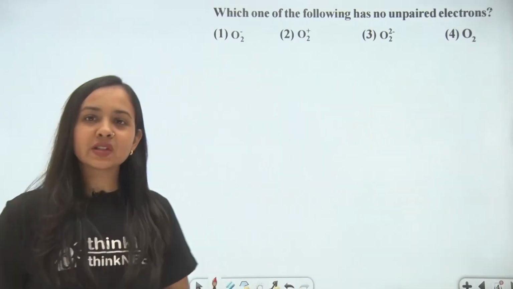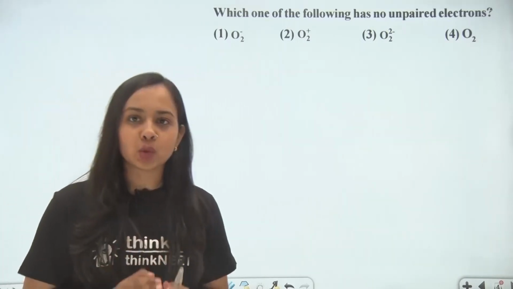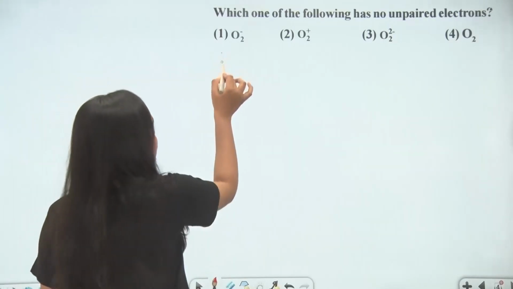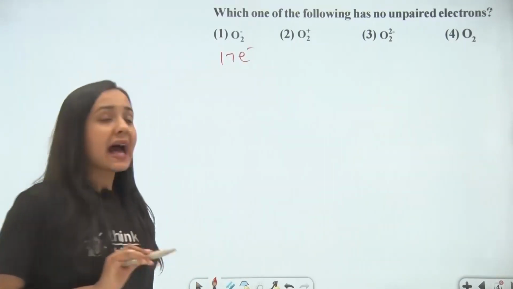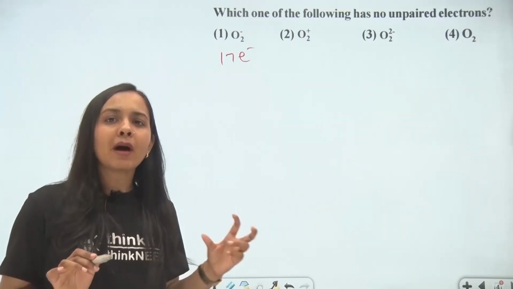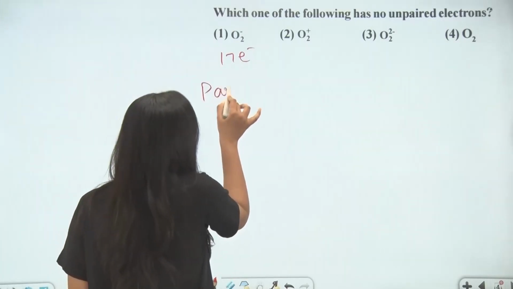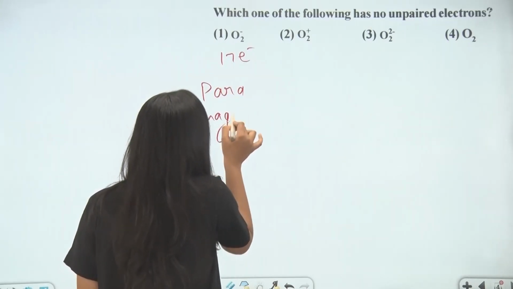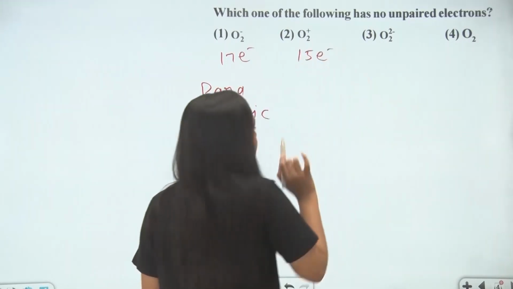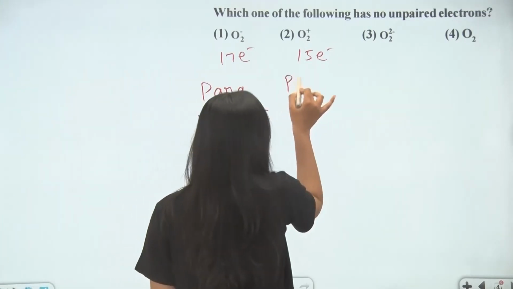Hello dear students, so our next question is, which one of the following has no unpaired electrons, right? First species is O2 minus. Student, O2 minus contains 17 electrons, and if a species contains 17 electrons, then that species has some unpaired electrons, and that species shows paramagnetic behavior. O2 plus contains 15 electrons, so it also has some unpaired electrons and it shows paramagnetic behavior.